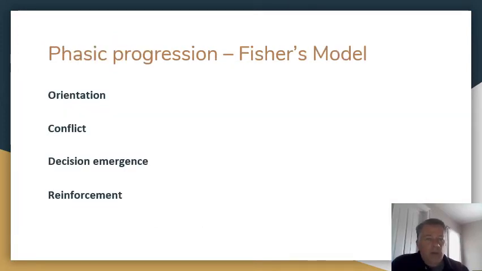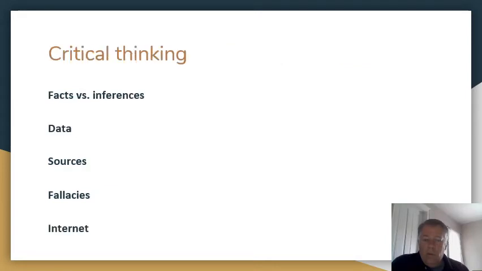There's something called Fisher's model, which is just a progression of how group work and decisions are made. First, you have to orient yourselves. Then at some point, conflict is going to arise from the interaction, but from that conflict, if it's handled properly, a decision will emerge, and then over time, through agreement and discussion, that decision will be reinforced.